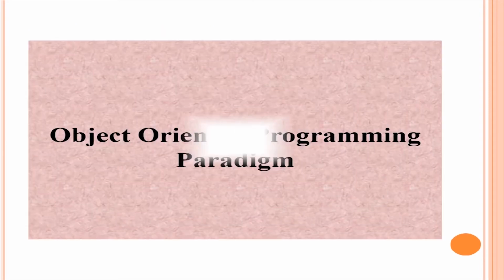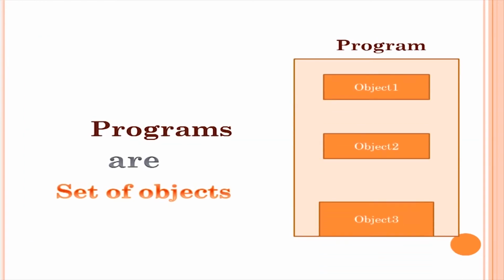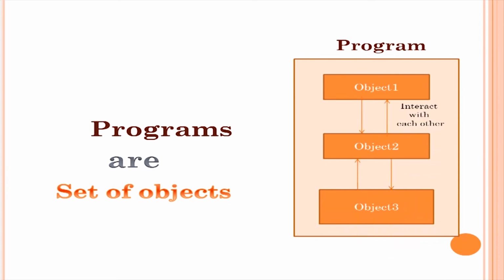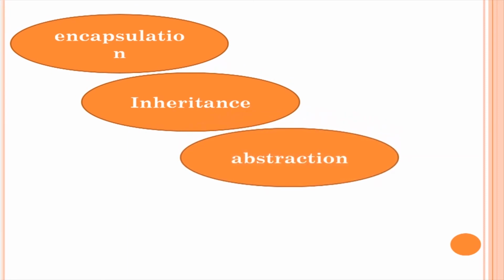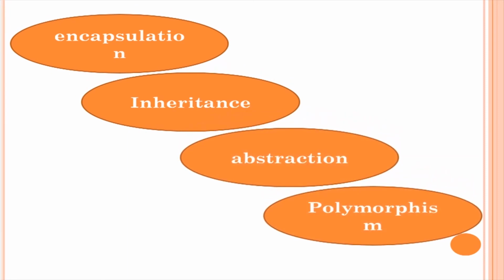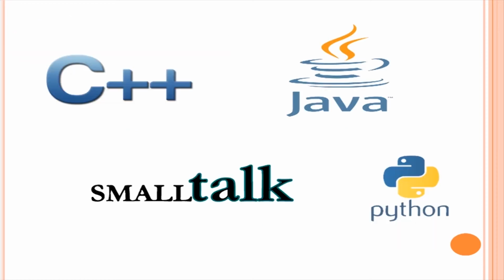Next is the object-oriented programming paradigm. In this, a program is constructed as a set of objects which interact with each other through message passing, focuses on data and functions, and wraps them together into a single unit, thereby providing data security. It supports encapsulation, inheritance, abstraction, polymorphism, etc. Some examples are C++, Java, Smalltalk, Python, and so on. We will study all these terms in upcoming video lectures.